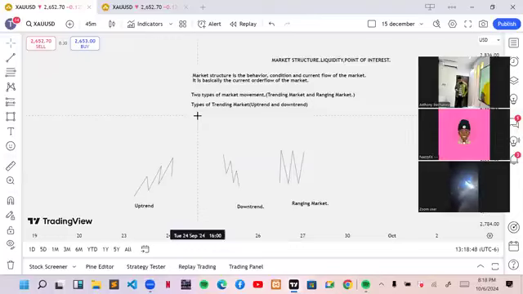So a market structure shift is an indication that the current trend is about to end and a new one is about to begin in the opposite direction. So that is what market structure shift is. So type it out.